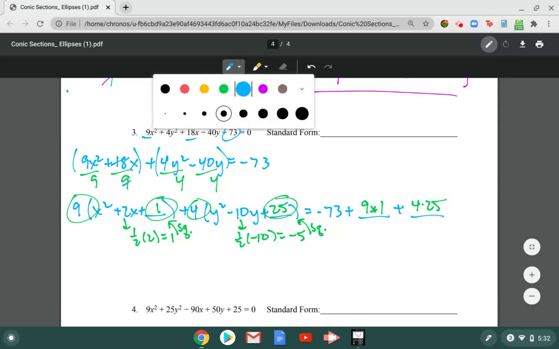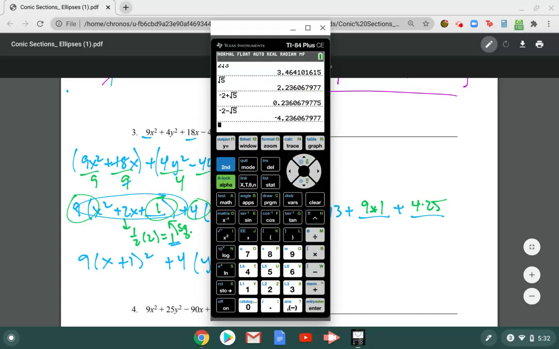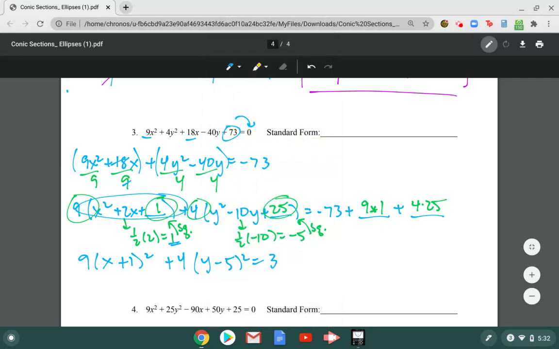Let's go ahead and factor what we've got. The hard part, I think, is over. So I get 9x. I'm going to use that plus 1 squared plus 4. It was a minus 5. So y minus 5 squared equals, now I need negative 73. I'm gonna let my calculator do the work here. Okay, so negative 73 plus 9. And I know that that's 100 plus 100 equals 36. I need a 1 right here.